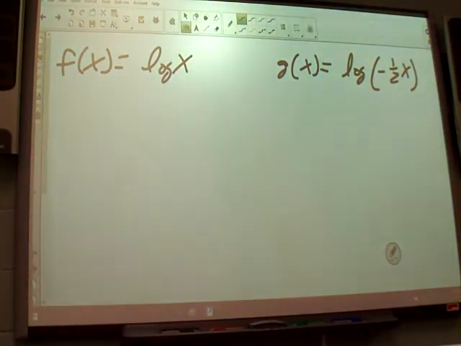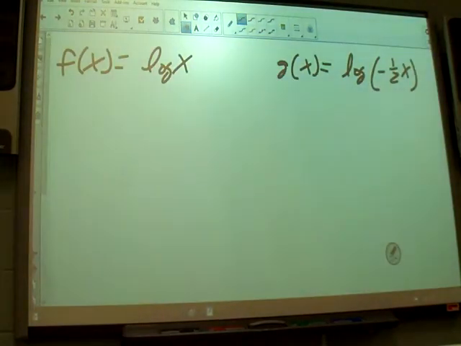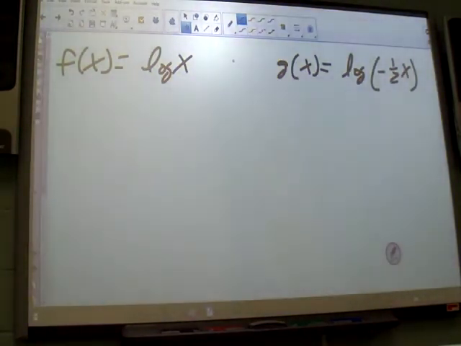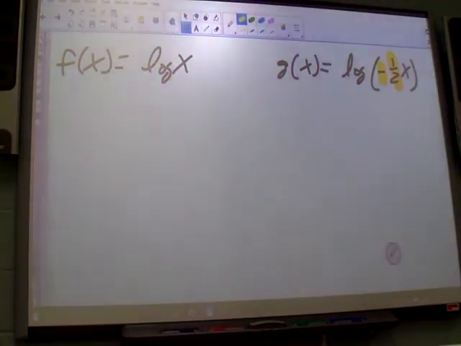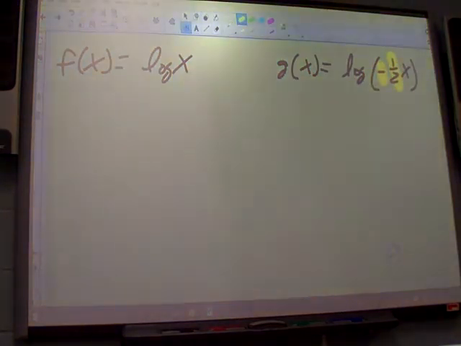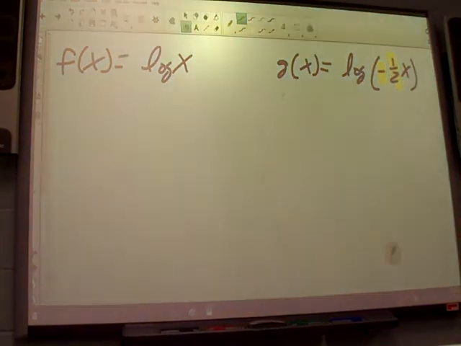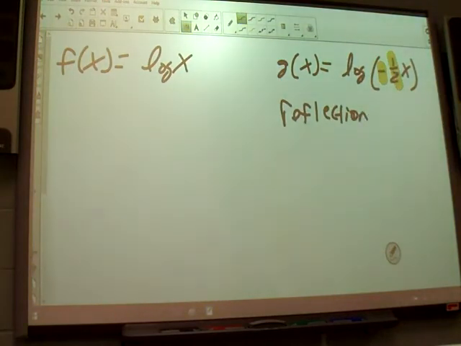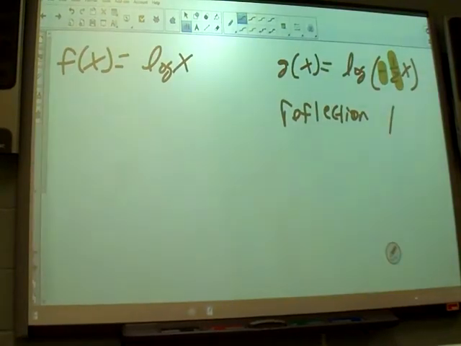Okay, f of x is log of x. g of x is log of negative 1/2 x. So if we're comparing g to f, there are two things that are different, right there. And neither one of those is in front of the whole function. Out here where my mouse is, they're only in with the x. And that makes a big difference. So you got a negative, and Riley reminded you a negative always means reflection. But this negative is only in with the x. It's not in front of the log. So it's over the y-axis. Good.